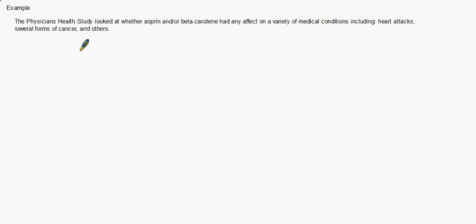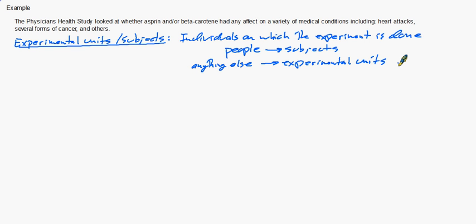The Physicians' Health study looked at whether aspirin and/or beta-carotene had any effect on a variety of medical conditions, including heart attacks, several forms of cancer, and others. So let's talk about some vocabulary.